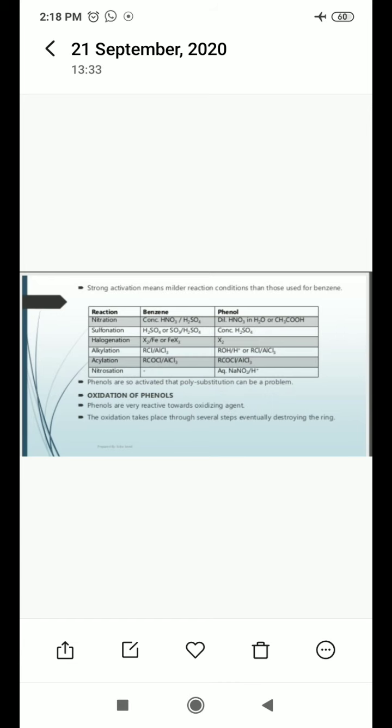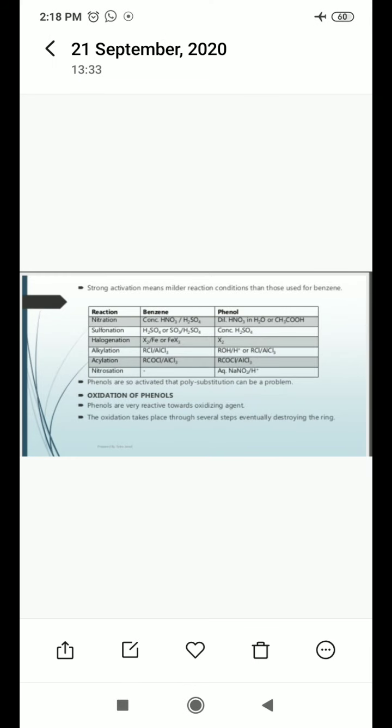Then nitrosation. Nitrosation is not applicable for benzene. For phenol we can use aqueous NaNO2, sodium nitrite, in the presence of H plus, that is acid. What is the definition of acid? An acid generally dissociates easily to give H plus ions. Phenol is also highly activated, so polysubstitution can be a problem. It is too much activated, so polysubstitution reactions occur. This is complicated for phenol.